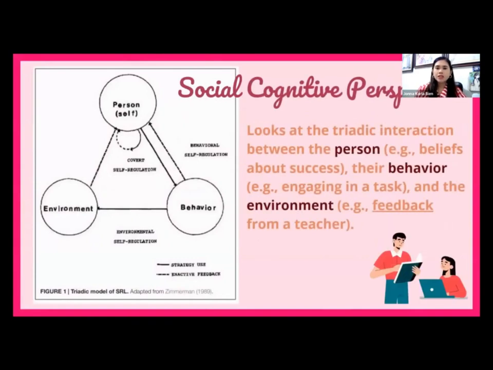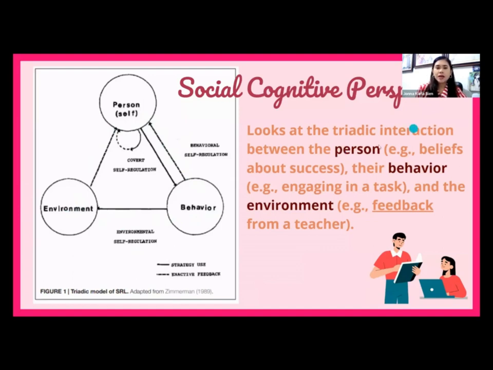So in the social cognitive perspective, according to Zimmerman, here is a triadic model of self-regulated learning, and it is comprised of three different factors which interplay with one another. As you could see, there are three variables included here. The first one is the person or the self. The next one is behavior. And the last one is the environment.